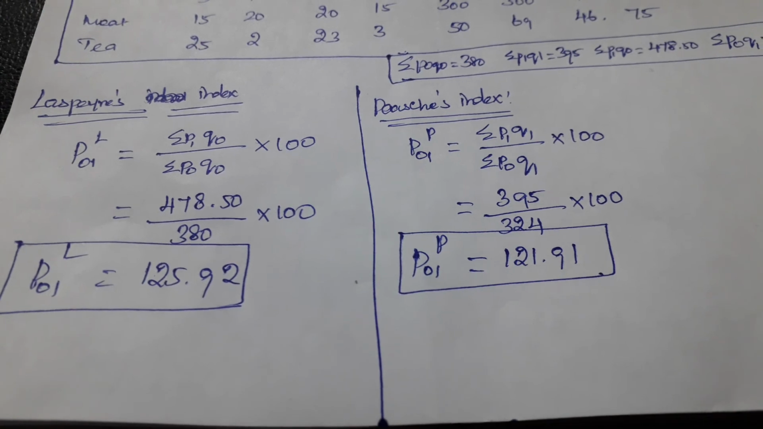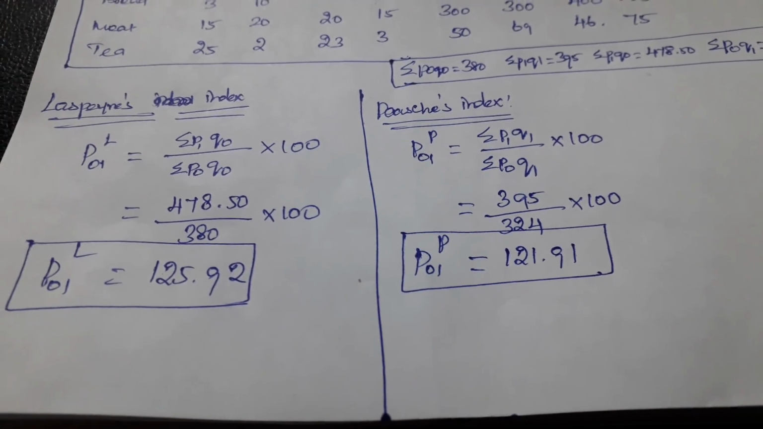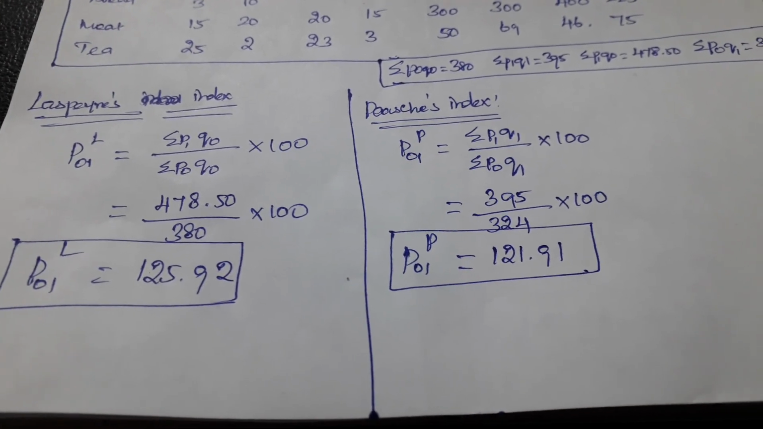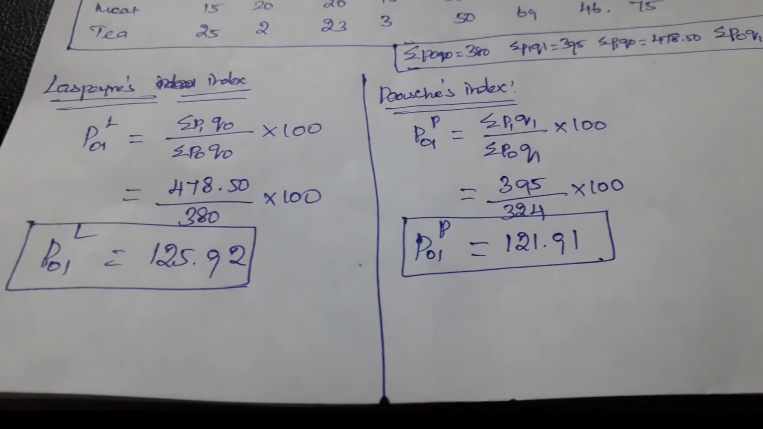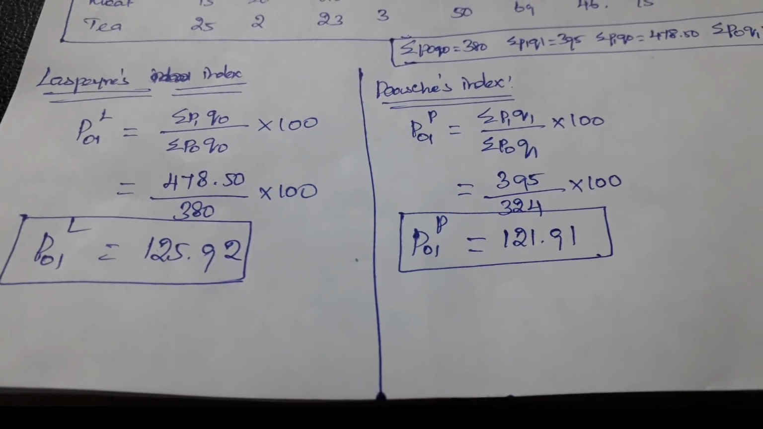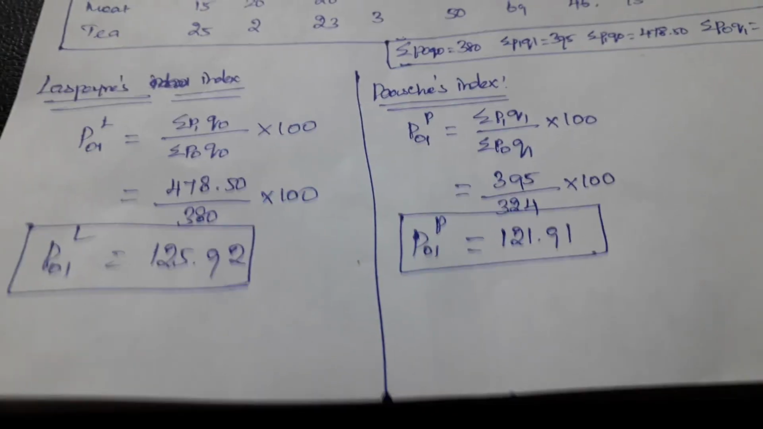If you multiply these two formulas and take the root of that, we can get Fisher's ideal index number. In our coming class we can look at them in detail.